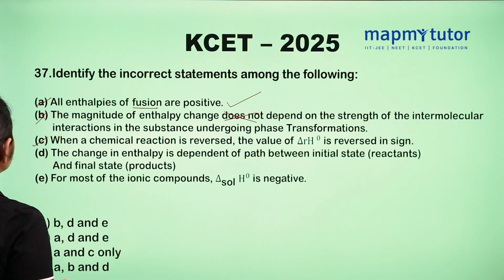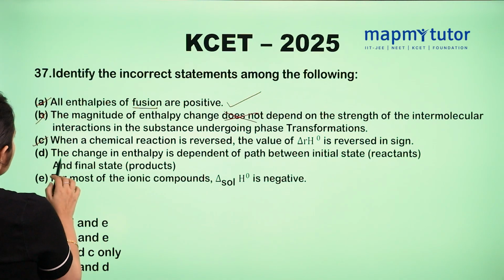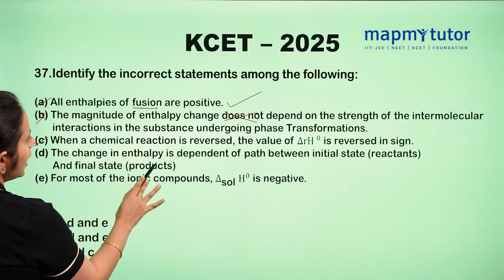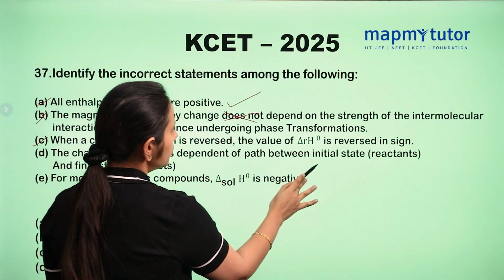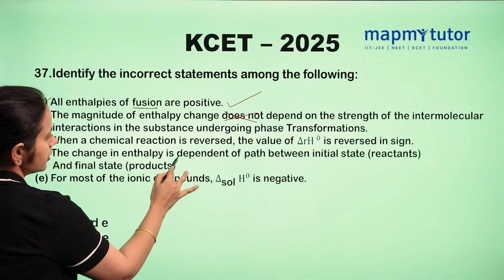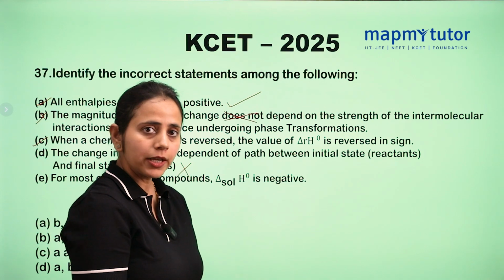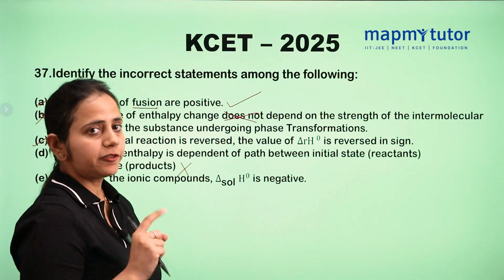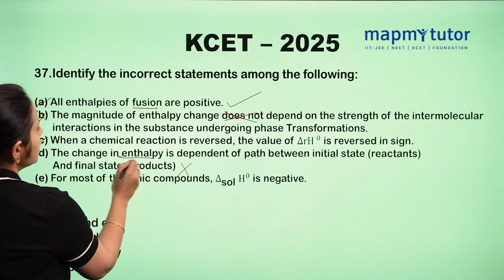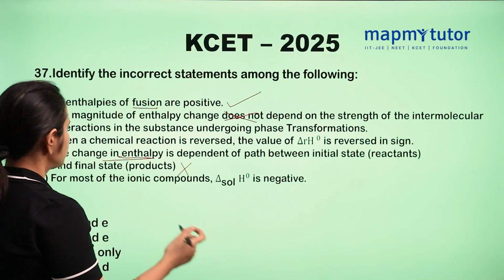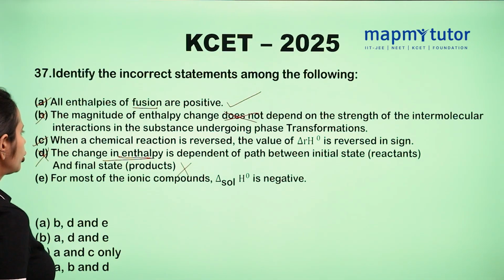So these two options are right. Next, D: the change in enthalpy is dependent on the path between initial state and final state. This is again wrong. Path functions are only work and heat. Apart from that, all are state functions. So change in enthalpy is a state function, not a path function. So this term is also wrong.